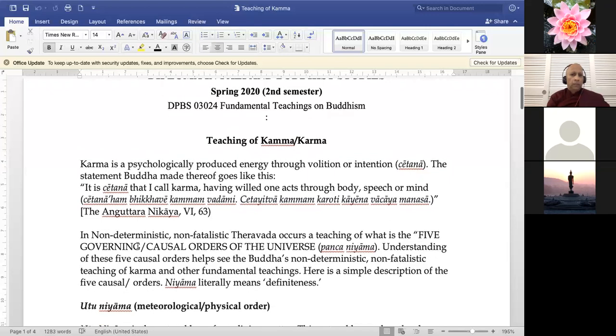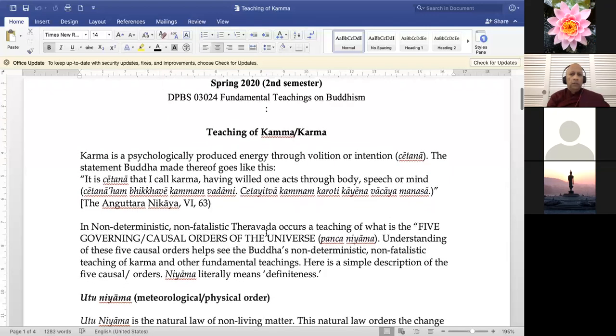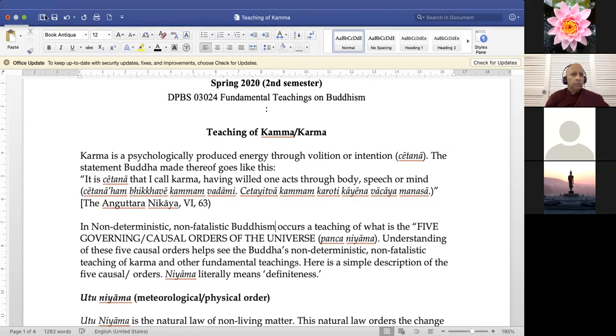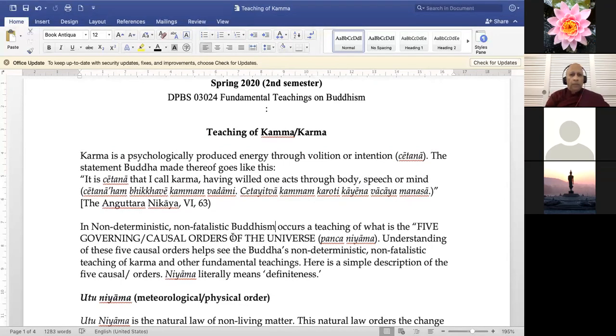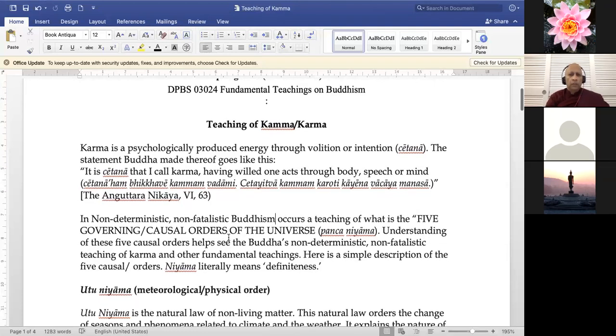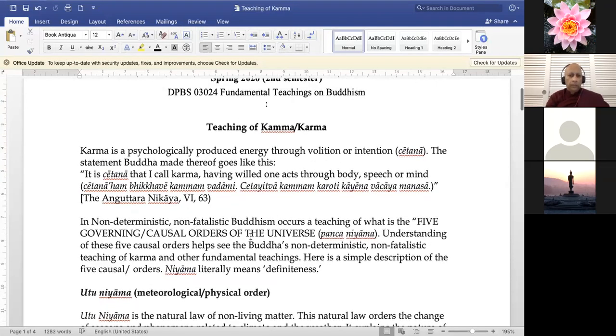So that in non-deterministic, non-fatalistic, actually it has to be Buddhism here, not Theravada. I mean, to correct it. Non-fatalistic Buddhism occurs teaching of the 5 governing causal orders of the universe. Now, we did discuss Buddhism being non-deterministic, non-fatalistic, and yesterday we came across these 3 again with the corresponding Pali terms, right?